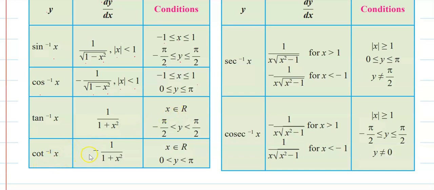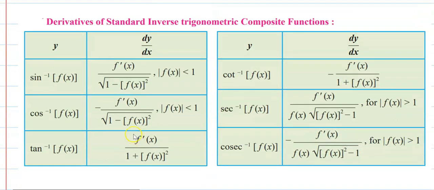cot inverse of x, again here minus 1/(1 plus x square). Again, the derivative of sec inverse of x is 1/(x under root of x square minus 1). Rarely या टाईपचं मायनस साइन अप्लाय केलं जातं. मोस्टली x is a positive. Okay. Next, cosec inverse of x is minus 1/(x under root of x square minus 1). Mostly हाच फॉर्म्युला वापरला जात असतो. Okay. Now the derivatives of standard inverse composite function.